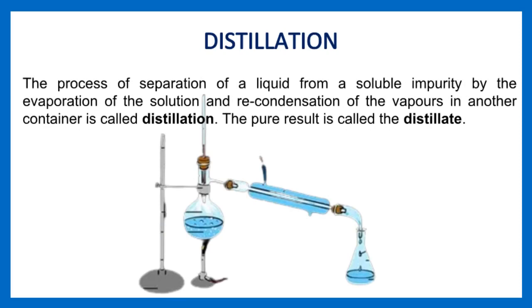First, the solution in the distillation flask is heated, so that the liquid quickly evaporates. Then, the vapor will go towards the condenser, or the middle part of the apparatus. Thanks to the cool water jacket, the vapor condenses and travels towards the other container.